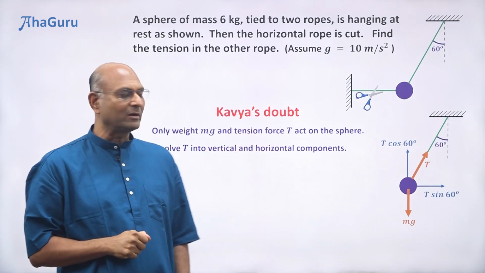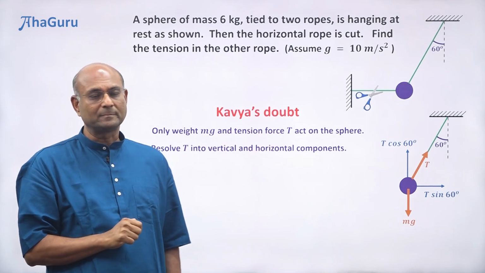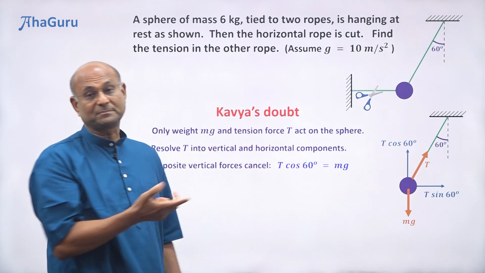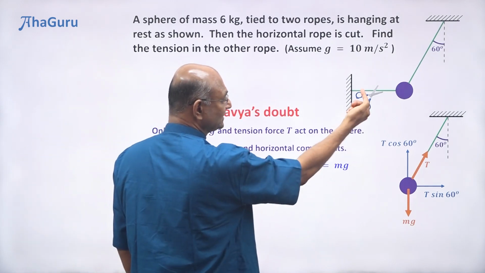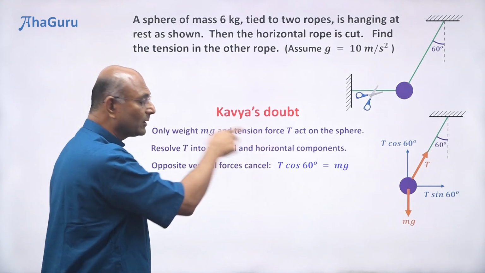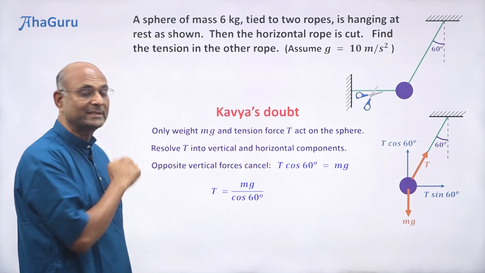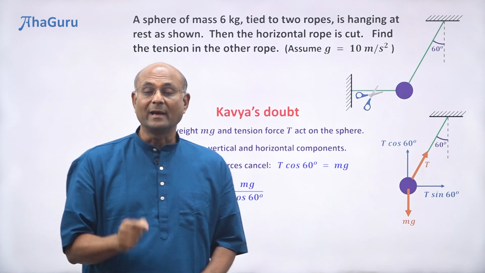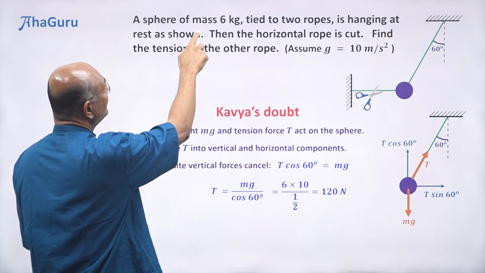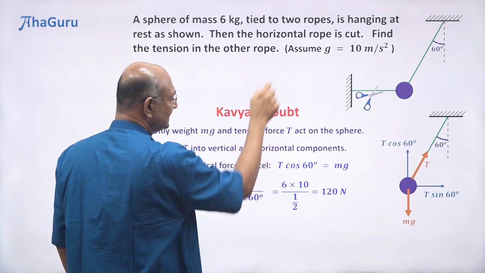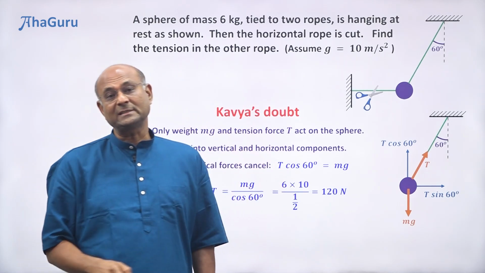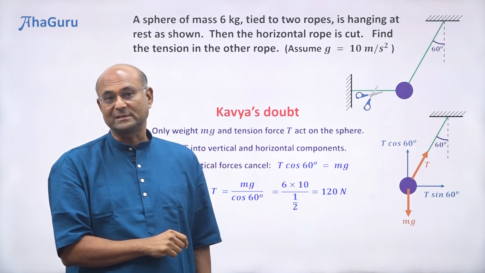So Kavya resolved the tension forces like this. Then she said opposite vertical forces must cancel. So T cos 60 must be equal to mg, which means T must be equal to mg by cos 60. Now what is cos 60? Half. So T must be mg by half. Now the value of m is given, it is 6, g is 10, so 6 into 10 by half, 60 by half, which is 120 newtons.